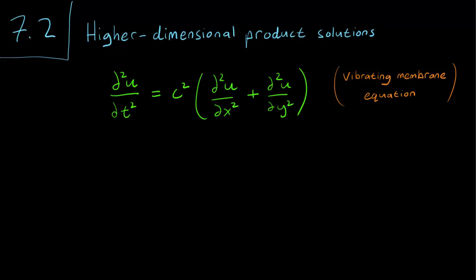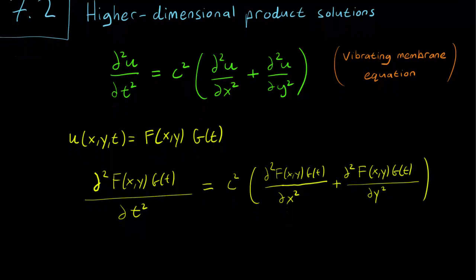Now, we can perform a similar trick as we did in one dimension, that is, find product solutions, and these are going to be of the form u(x, y, t), and we separate out the space variables, f(x, y), from the time variable, g(t), just as we did before. So when we plug these in, let's see what happens.